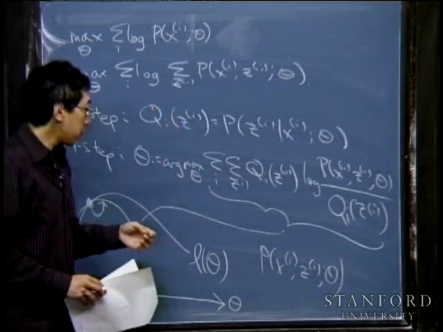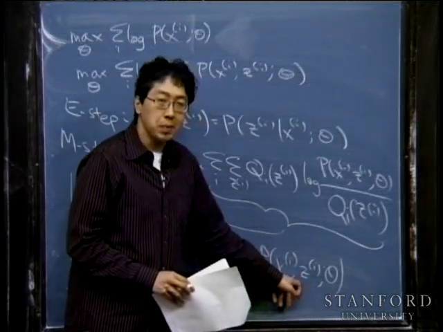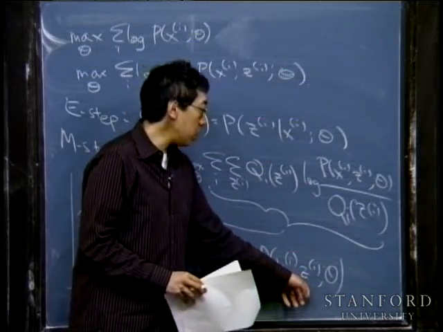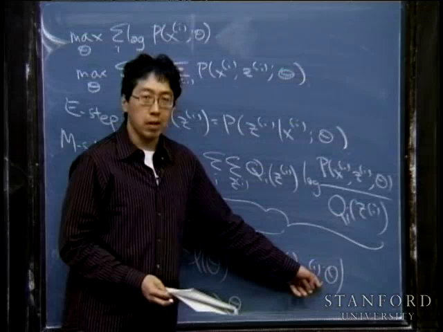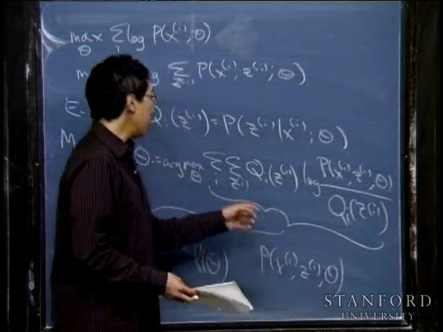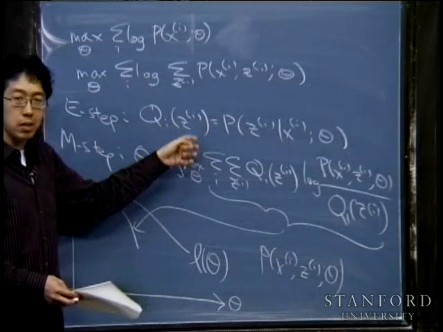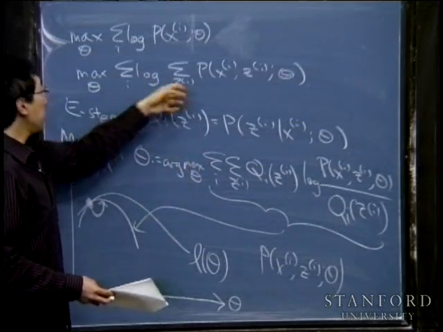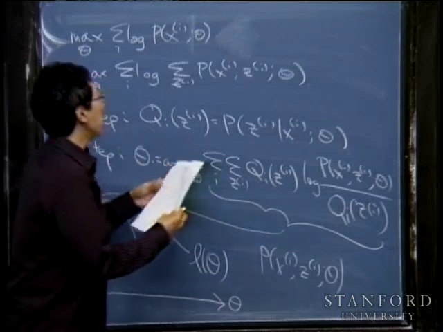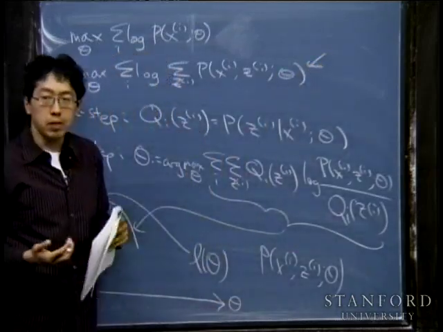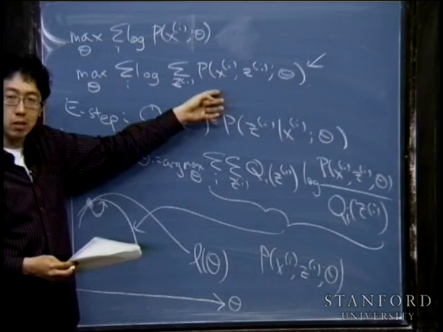It turns out that if x and z jointly lie in an exponential family, so if p of x comma z parameterized by theta is an exponential family distribution, which turns out to be true for the mixture of Gaussians distribution, then the M step will be tractable, and the E step will also be tractable, and so you can do each of these steps very easily. Whereas trying to perform this original maximum likelihood estimation problem would be computationally very difficult. If you were to set the derivatives to zero and try to solve analytically, you won't be able to find an analytic solution. Okay.